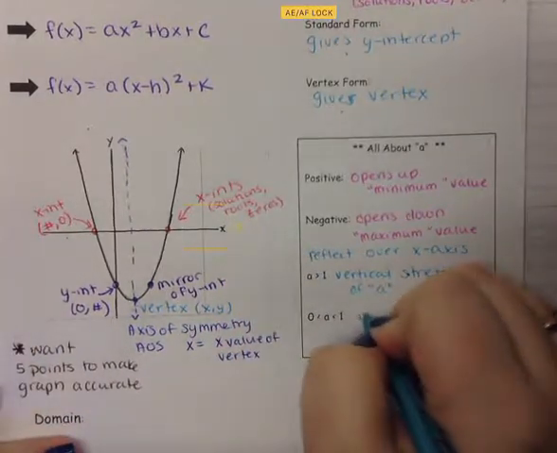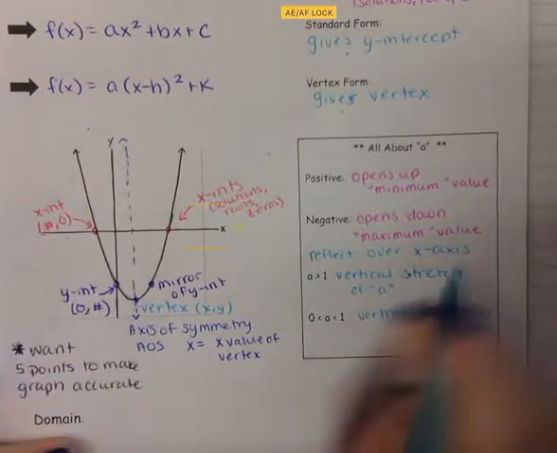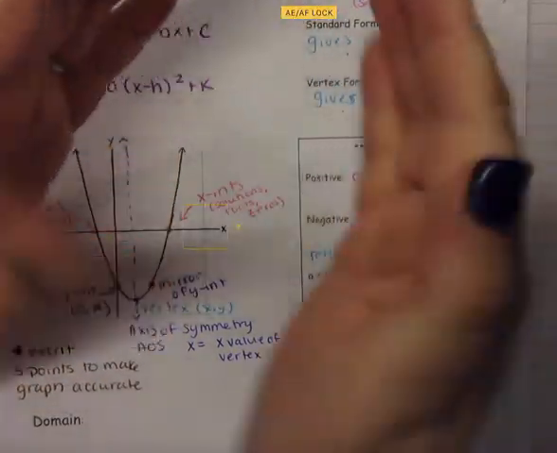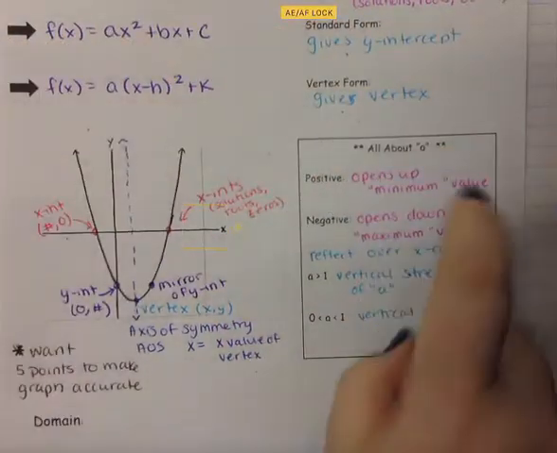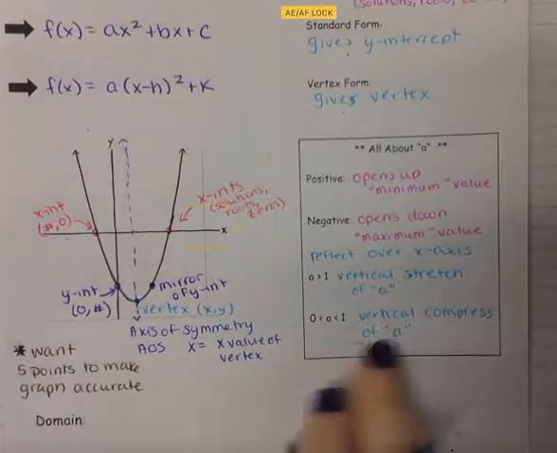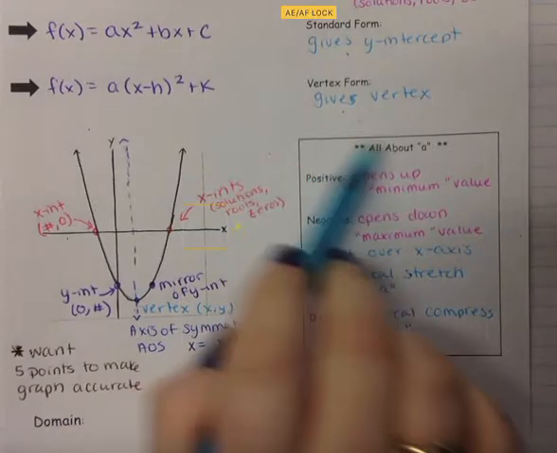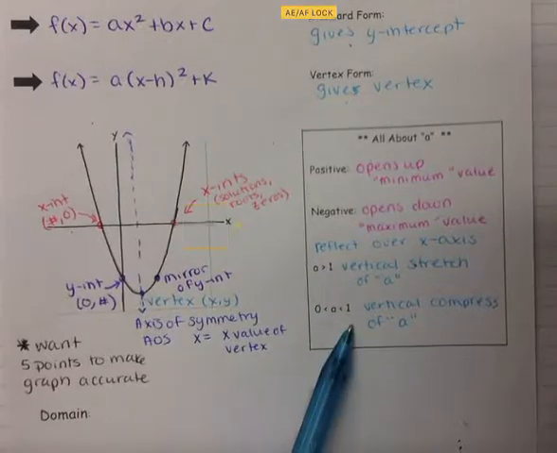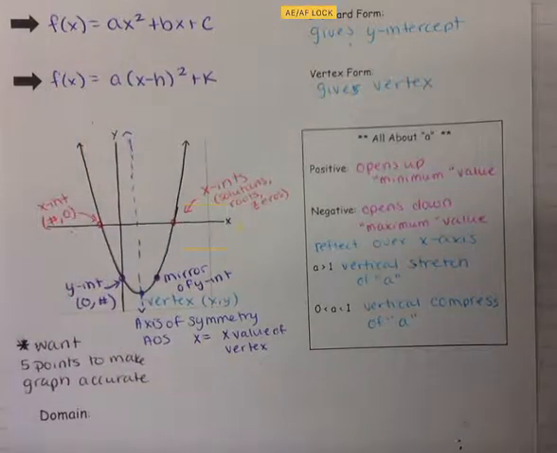This is called a vertical compress. Because if you think about a soda compressor, the can, it squishes it. So a can would normally look like this, but when it squishes it, it flattens out and goes fatter. So a vertical compress of whatever that A value is, again, it's the positive value. That's why it's between 0 and 1, because the negative tells you something completely different. So this is all about the A, and it tells you information about the graph itself. And this part, specifically this blue right here, tells you about the transformations when we talk about function notation.